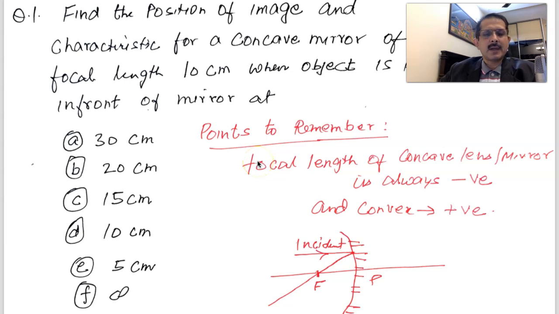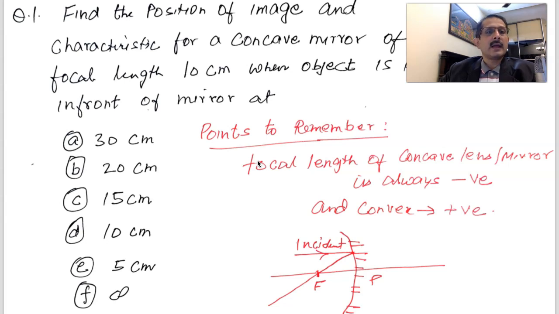Hi students, welcome back. In the last lecture we discussed the mirror formula, which is 1 by f is equal to 1 by u plus 1 by v. We did the detailed derivation, taking into consideration the concave and convex lens as well. Now we will spend some time doing some examples, some questions, related to the formula and how to use it.